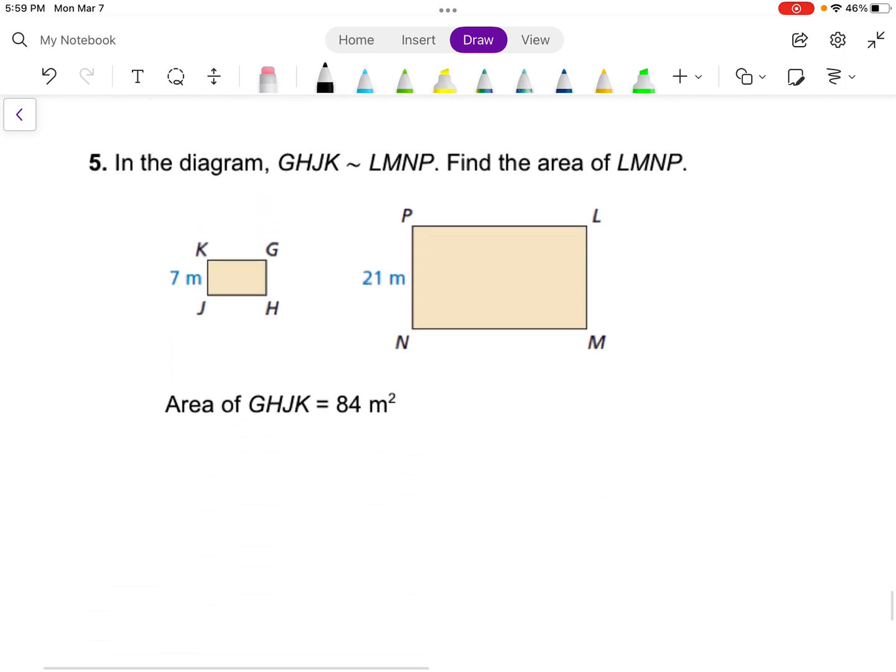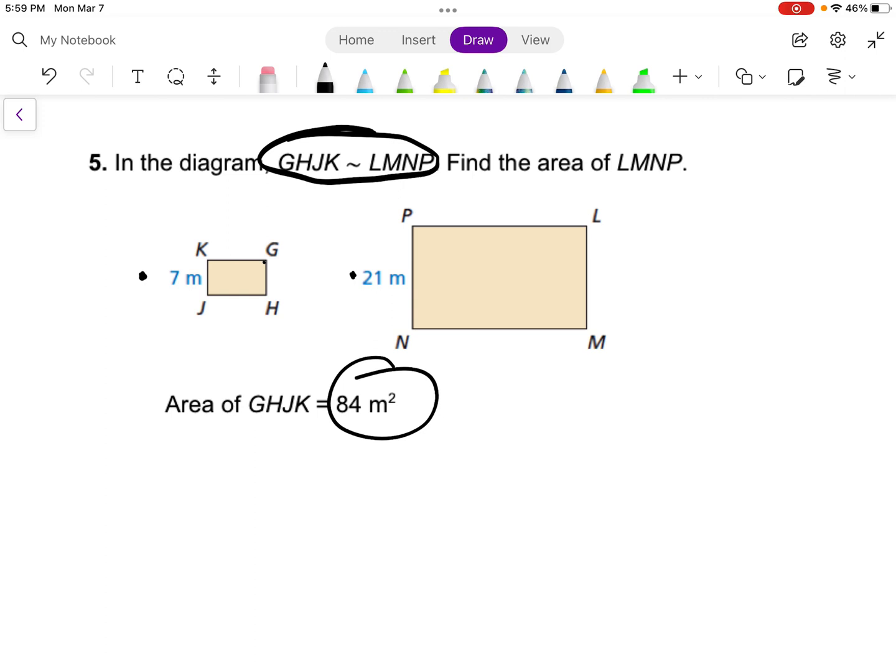Okay, I want you guys to try this problem. It tells me the area of this smaller rectangle is 84 square centimeters. It gives me this side and this side. It wants me to find the area of the big rectangle, and it tells us that they're similar. So pause the video, give this one a try, and then come back and I'll run through it with you.